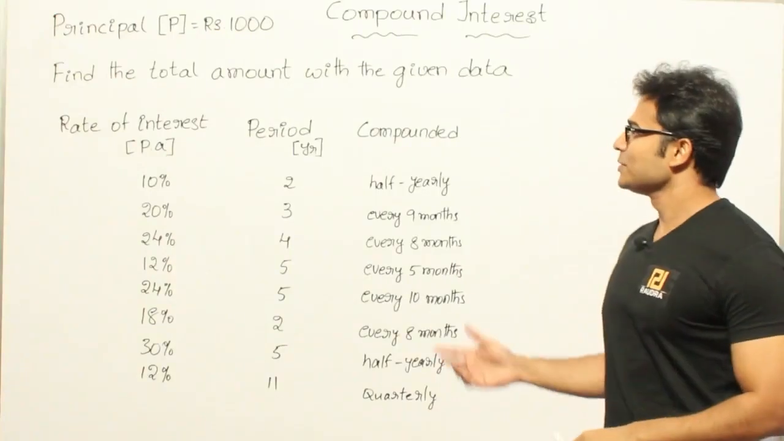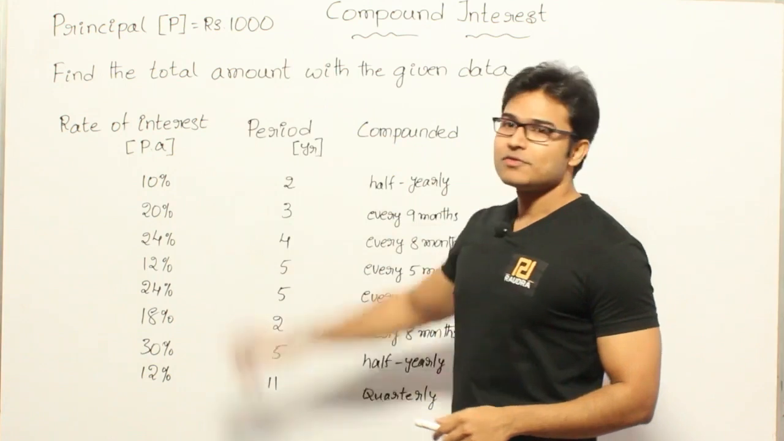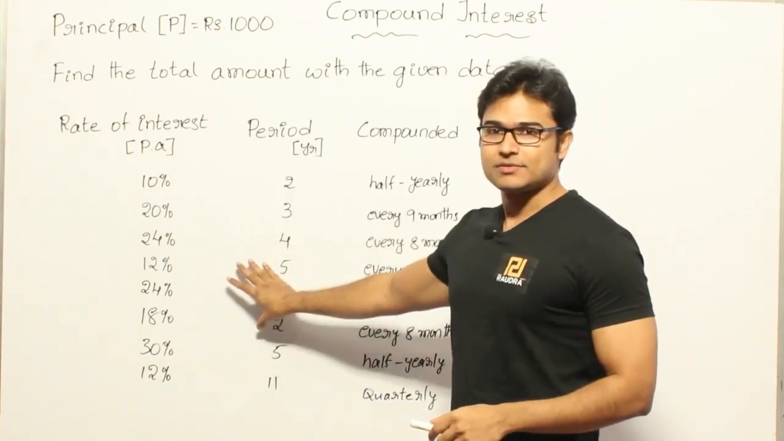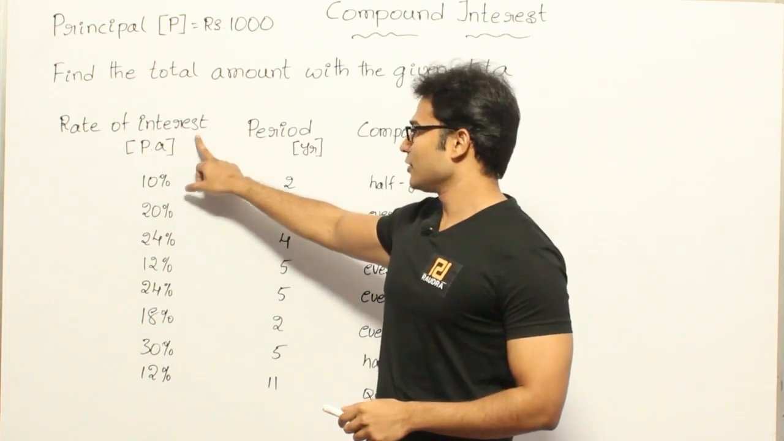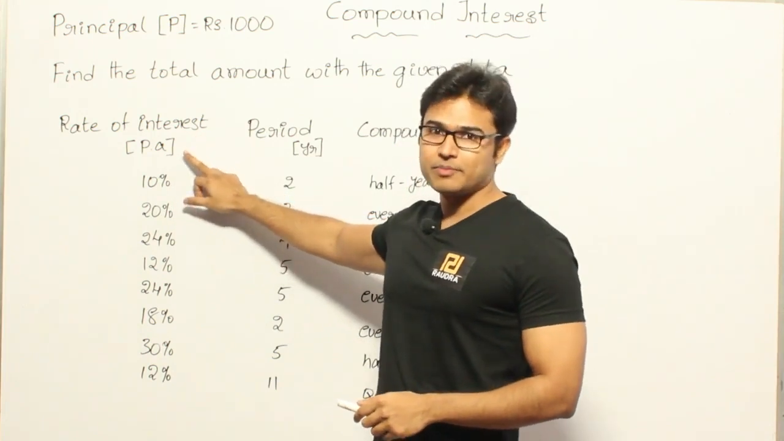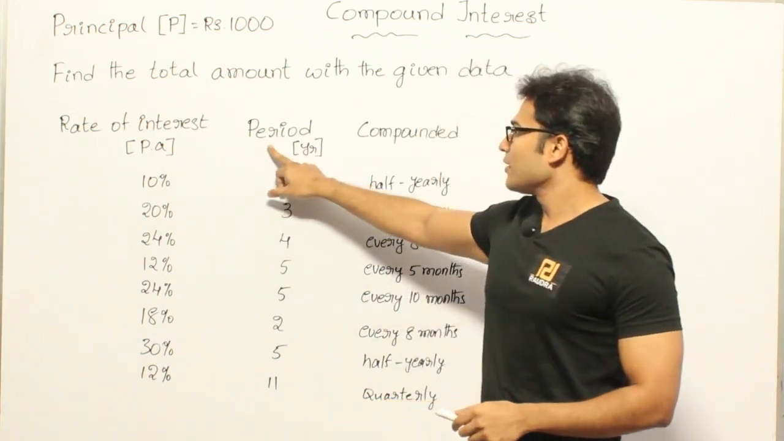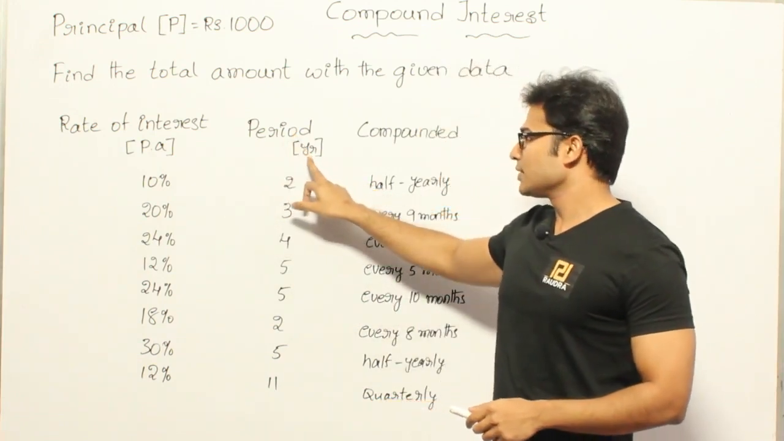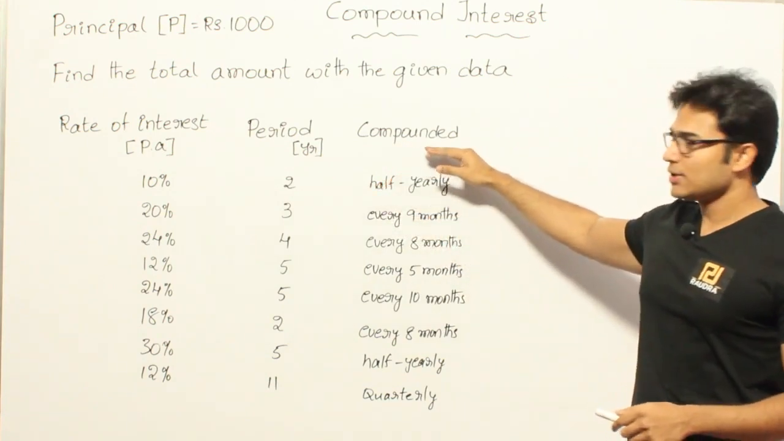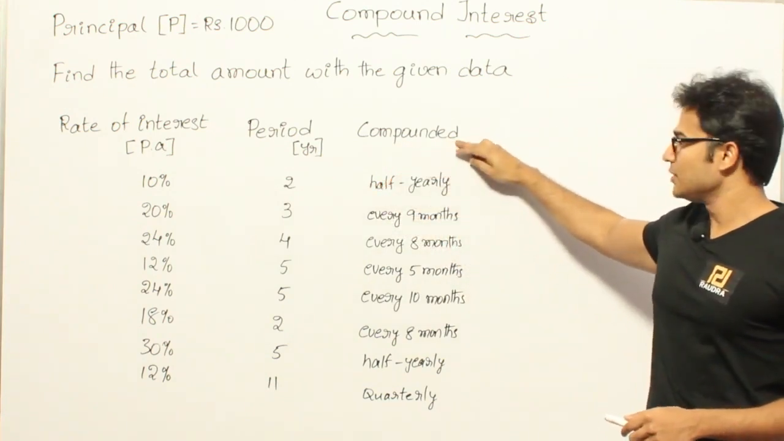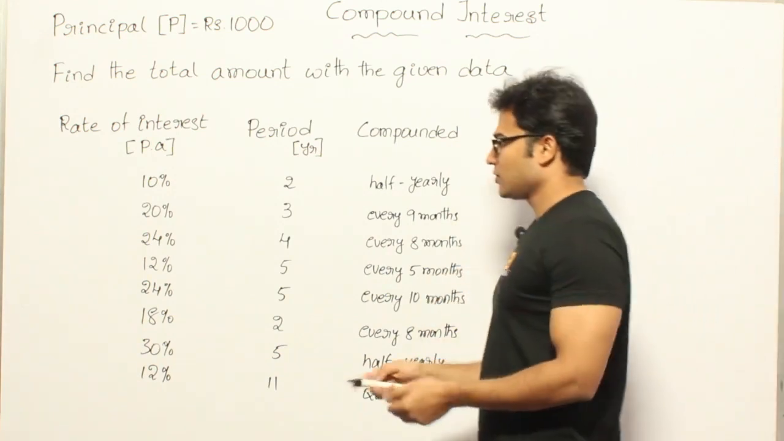Now let's see a few more examples about how to compute the compound interest. Let us assume that the principal is 1000 rupees for all the examples, and for each one the rate of interest is given per annum, and then the period is given in years, and the interest is being compounded a certain number of times. So these three numbers are important.